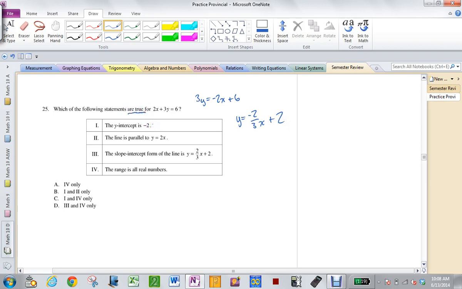The y-intercept is negative 2. No, it's not. The y-intercept is positive 2. So that's not true. I'm going to erase that.